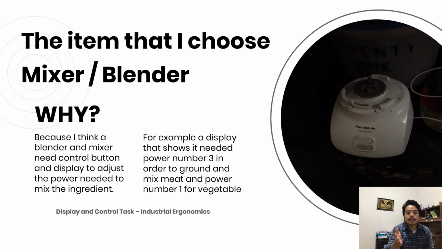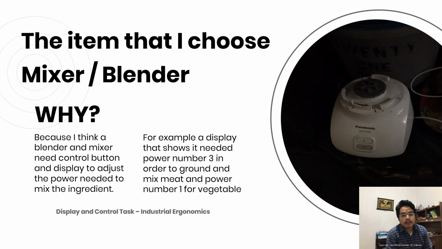So based on the material that I gave you before this slide, I would like to choose an item in my home right now, a blender or a mixer. Why do I choose that? Because the blender itself just has an on or off button, whereas I think a blender or a mixer needs more control buttons and a display.